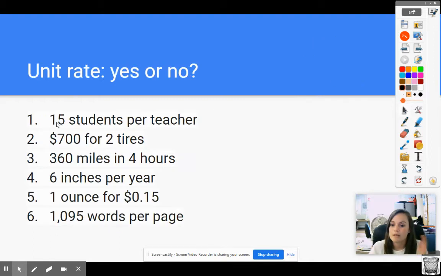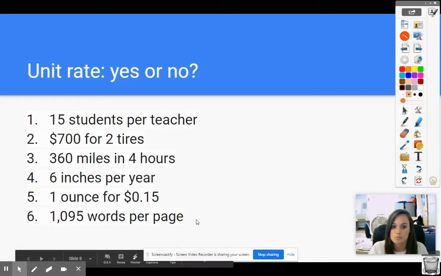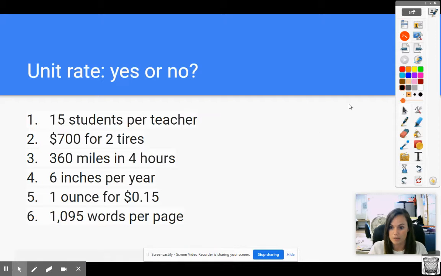So you always want to be comparing to one. So this first example, 15 students per one teacher would be a unit rate because of the one teacher. The second one, $700 for 2 tires, is not a unit rate because it's the cost of 2 tires, not 1 tire. We can find the unit rate, which we're going to talk about in a second. Number 3 is not a unit rate because it's 360 to 4. Number 4 is a unit rate because it's 6 to 1, 6 inches per 1 year. Number 5, 1 ounce for 15 cents is a unit rate because it's got the 1 ounce. And then 1,095 words per page is a unit rate because it's per 1 page.